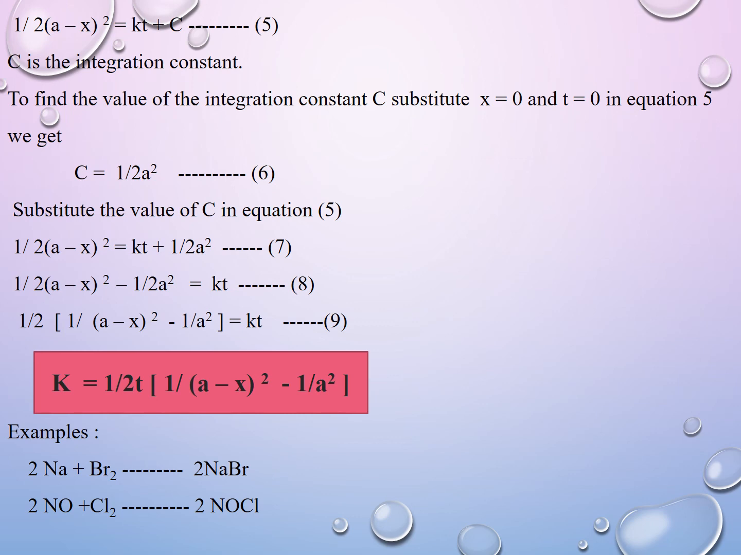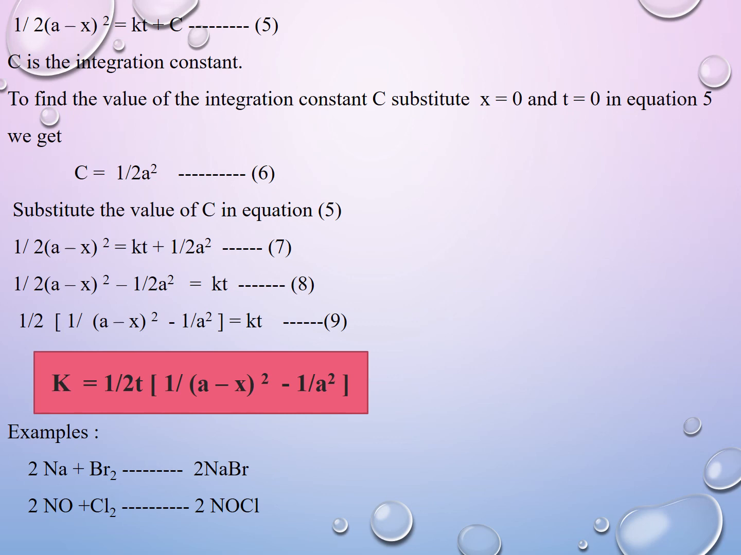Now bringing the like terms together, we get 1 by 2 into (a minus x) the whole square minus 1 by 2a square is equal to kt, or we can write 1 by 2 into (1 by (a minus x) the whole square minus 1 by a square) is equal to kt. Now bringing the t to the other side, we get k is equal to 1 by 2t into (1 by (a minus x) the whole square minus 1 by a square). Again I repeat, the third order derivation is k is equal to 1 by 2t into (1 by (a minus x) the whole square minus 1 by a square).